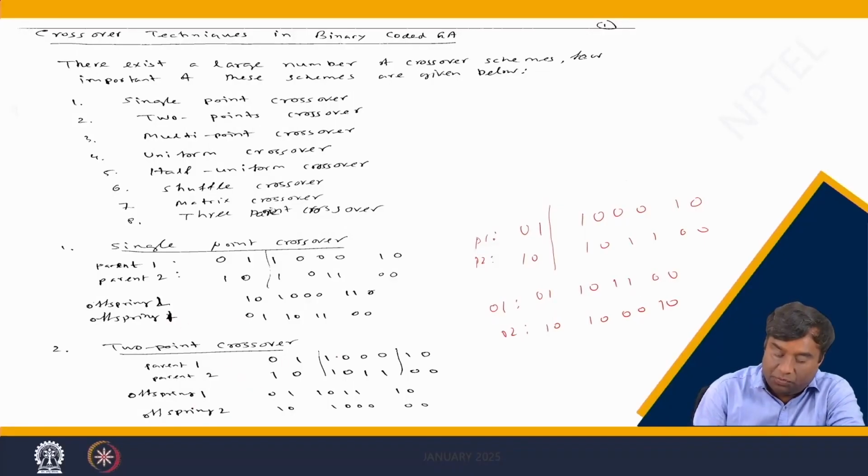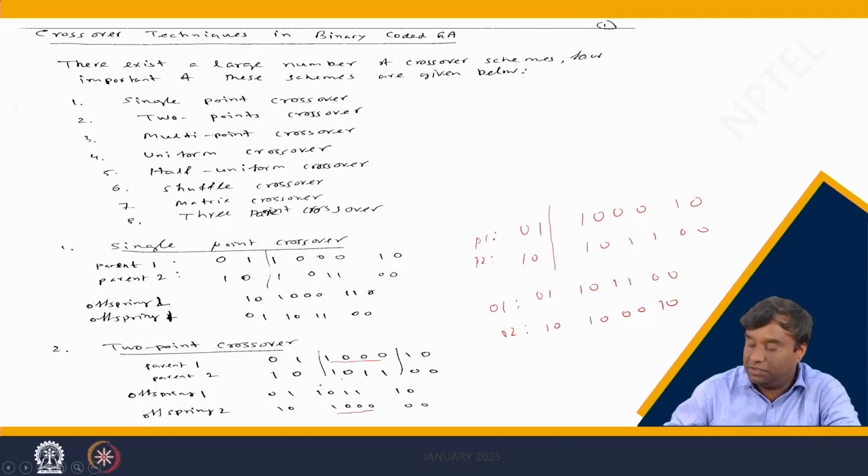Now 2 point crossover. 2 point crossover marks two points. So here 0 1, then 1 0 1 1 comes from here, then 1 0. Similarly for 1 0, this 1 0 0 comes here, and that is 0 0. So we'll get 2 offspring.